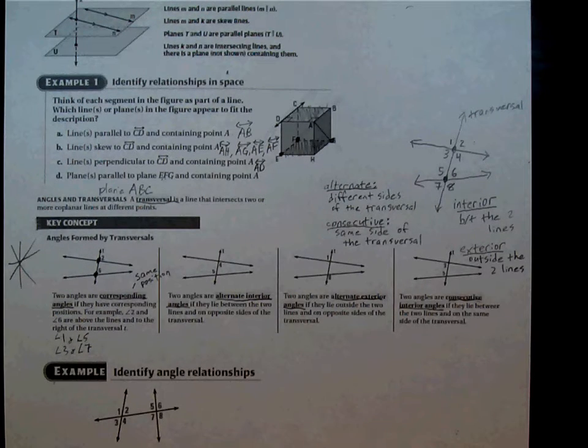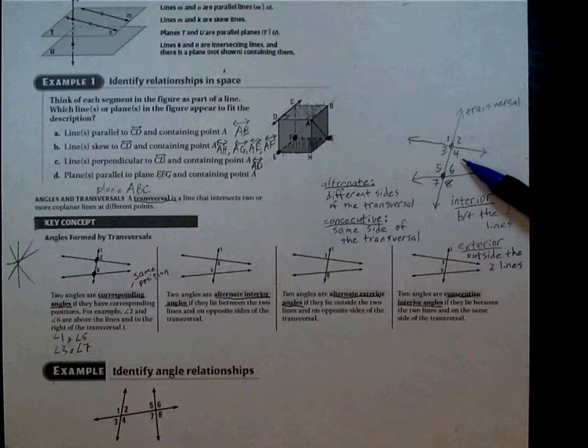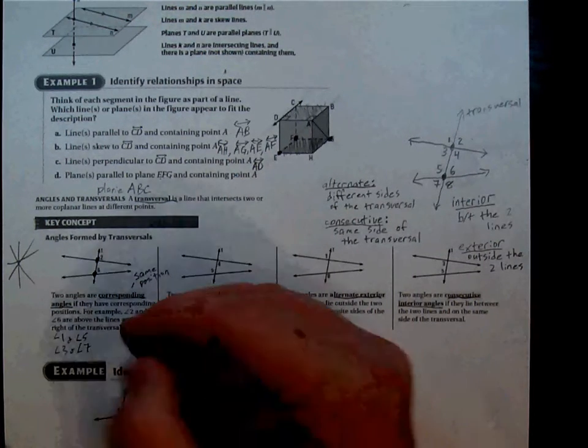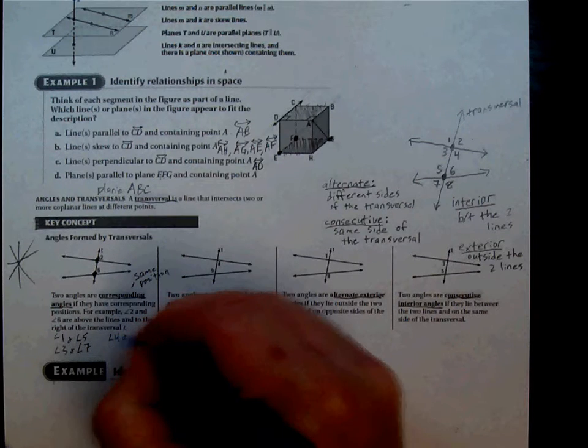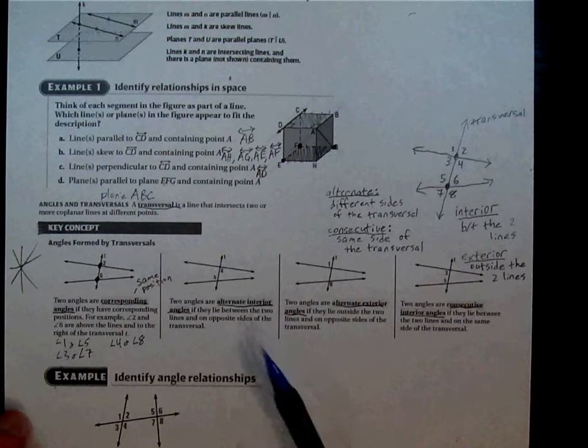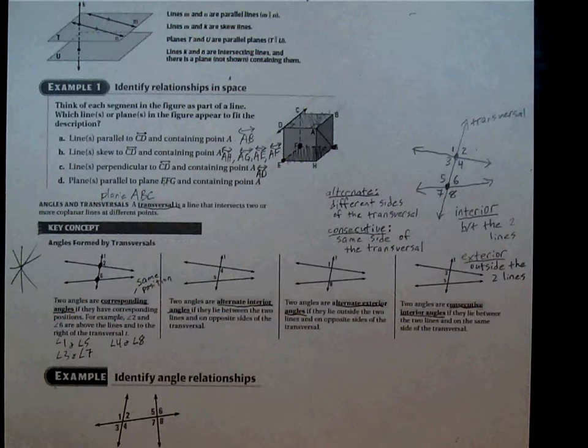And then lastly, we've got angle 4. It's in the lower right. If you go to the other intersection, angle 8 is in the lower right. So 4 and 8, they're in the same positions. That makes them corresponding angles. Then they get into these other words, alternate and interior. So alternate, we said different sides of the transversal. Interior is angles between the lines.